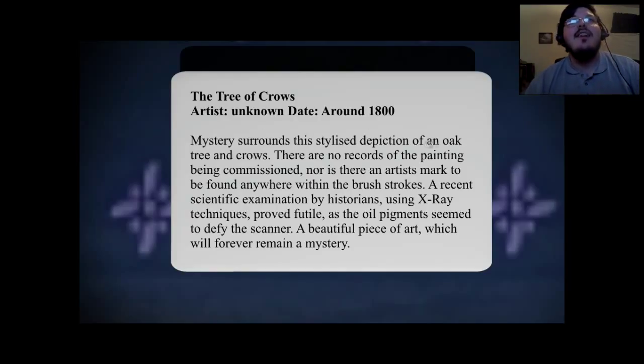Mystery surrounds this stylized depiction of an oak tree and crows. There are no records of the painting being commissioned, nor is there an artist mark to be found anywhere within the brushstrokes. A recent scientific examination by historians using X-ray technologies proved futile, as the oil pigments seem to defy the scanner. A beautiful piece of art, which will forever remain a mystery.